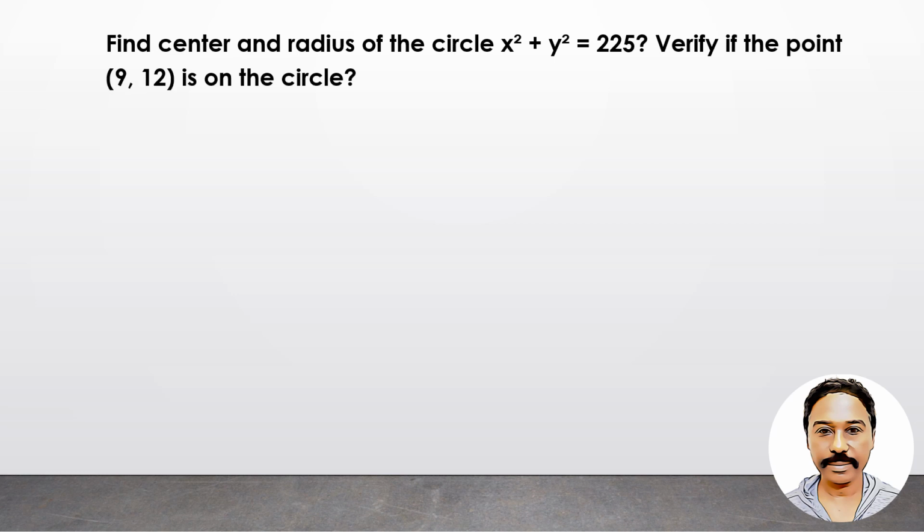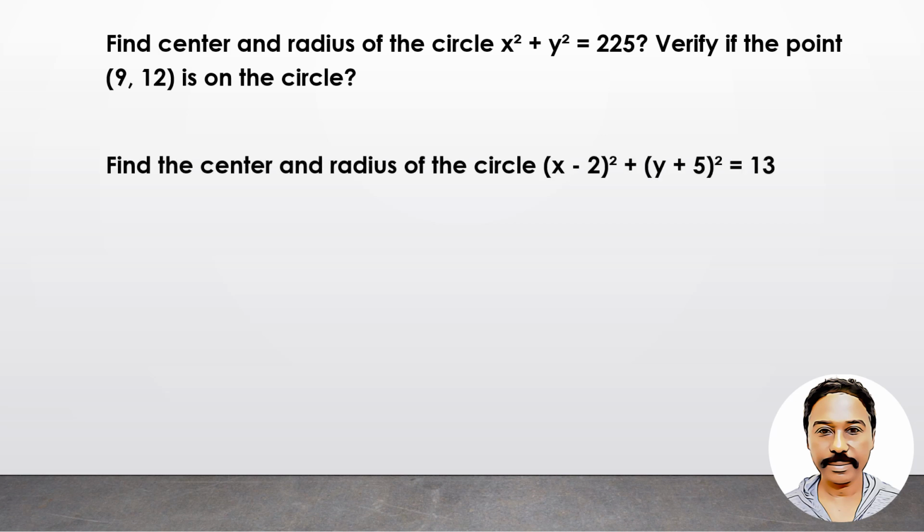Okay, here are some questions like this one. Find the center and radius of the circle, and we have it here straightforward: x squared plus y squared equals 225. I guess this is easy. The center is clearly 0, 0, and the radius is the square root of 225, which is 15.